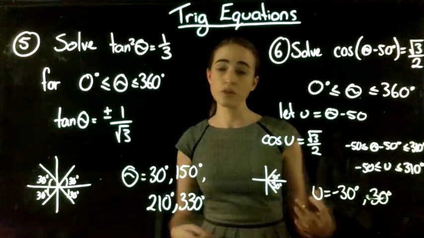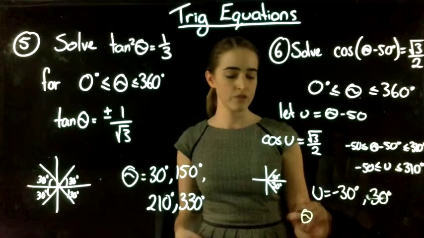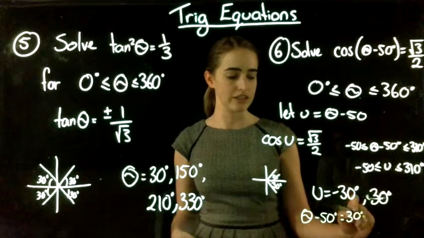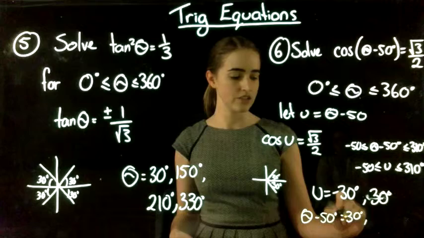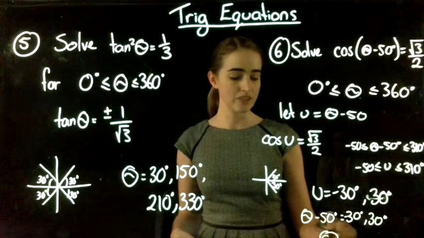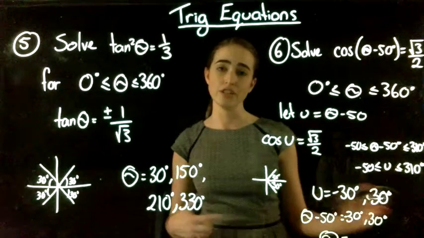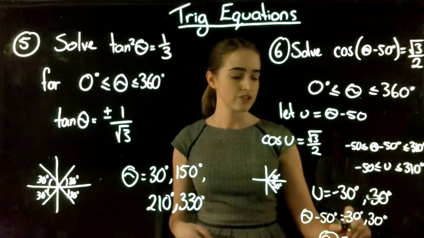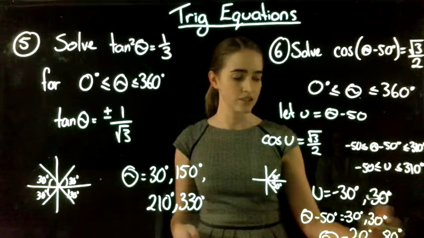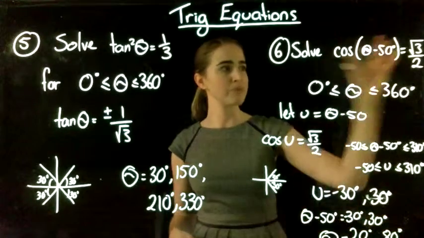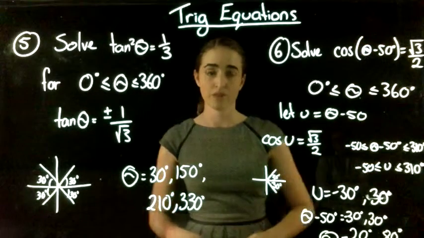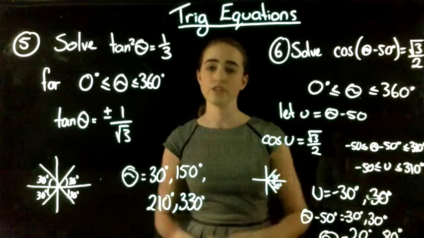But we don't want u, we want to solve for theta. So if u is that, then theta minus 50 is equal to 30 degrees or minus 30 degrees, which means that theta itself, we're going to have to add 50 to both of those answers. So theta is going to be equal to 20 degrees or 80 degrees. And you can always put all that back into this top equation and make sure that it makes sense as well. But those are a few examples of solving trigonometric equations.